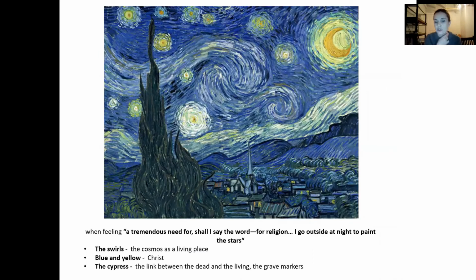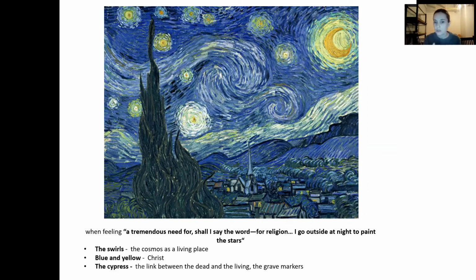So he writes during this period, when he is writing to Theo, he says, when he feels a tremendous need for, shall I say the word, for religion, I go outside at night to paint the stars. So this is what we have here by his own admission. This is a painting of his faith, of the spirituality that he's seeking.